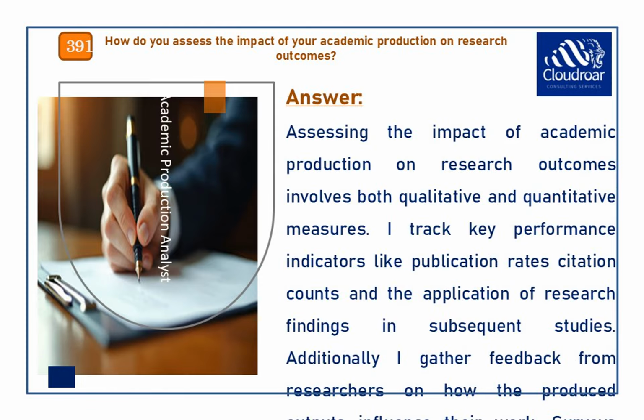Question 391. How do you assess the impact of your academic production on research outcomes? Assessing the impact of academic production on research outcomes involves both qualitative and quantitative measures. I track key performance indicators like publication rates, citation counts, and the application of research findings in subsequent studies.